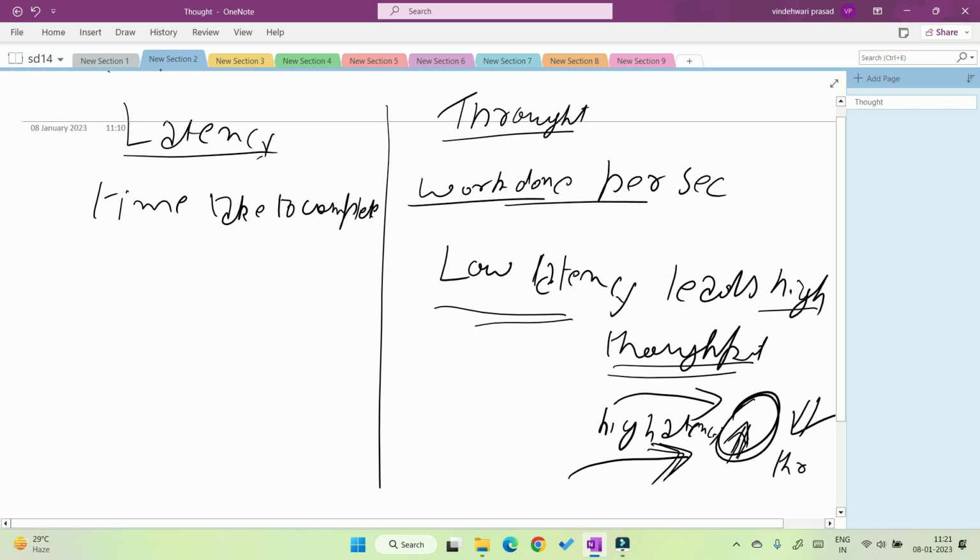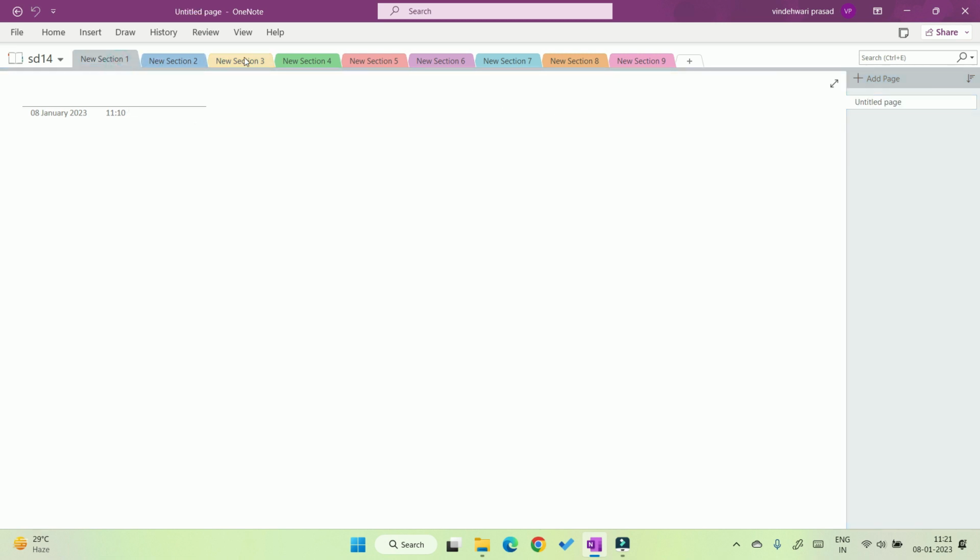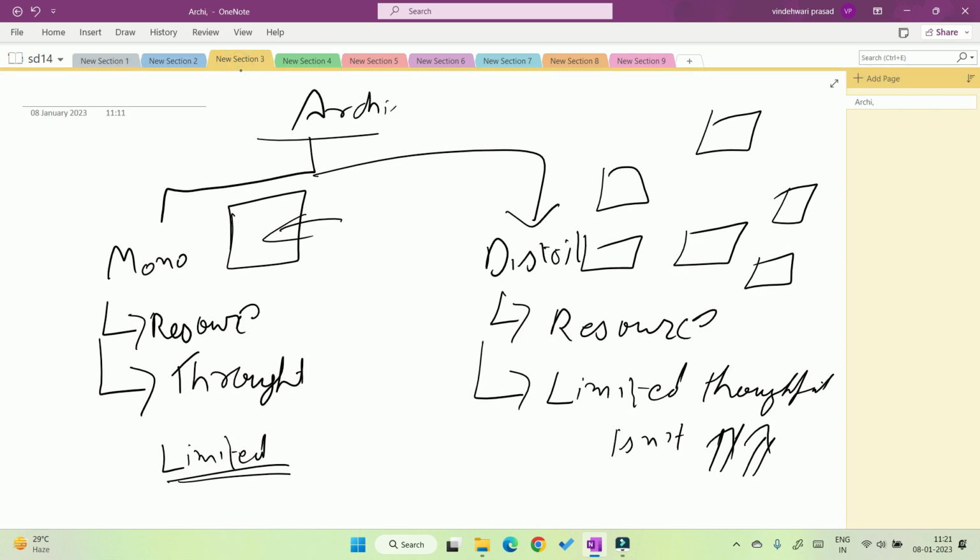Before that, we discussed the differences between latency and throughput. Throughput is work done per second. Latency is the time taken to complete the work. Low latency leads to high throughput. We have discussed this topic. Then we discussed architecture.